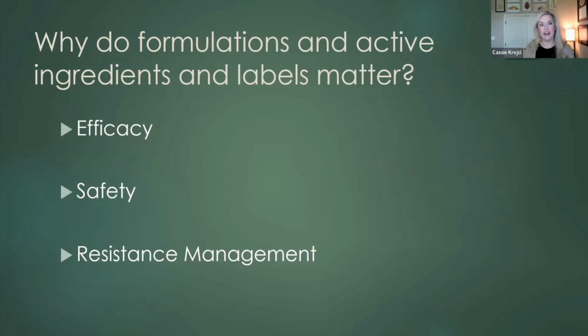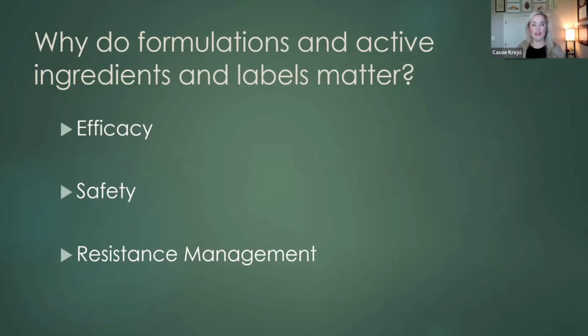So often I hear people compare insecticides as if they're apples to apples because they have the same active ingredient. Just because one product contains clothianidin and another contains clothianidin doesn't necessarily mean that they're going to kill an insect the same way. So the point of this conversation is, why do formulations and active ingredients and labels all matter? We look at all of those things independently and together to evaluate a material's efficacy.